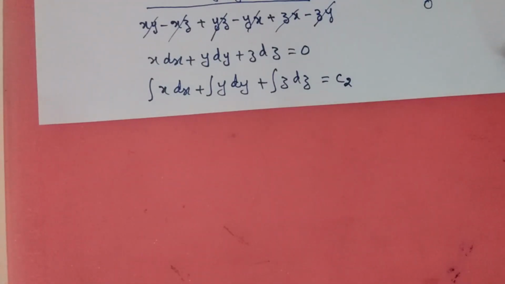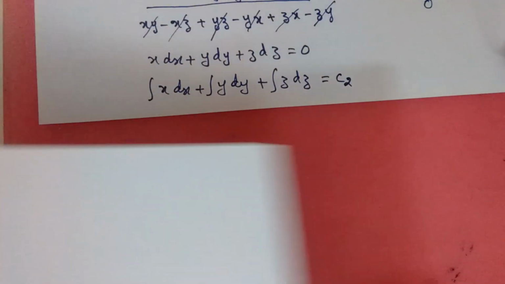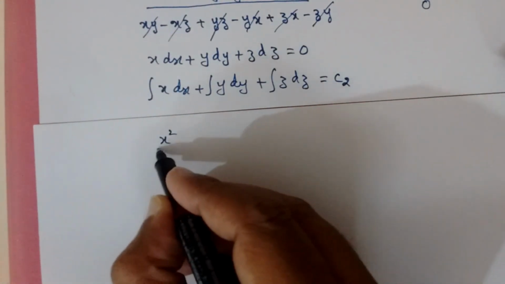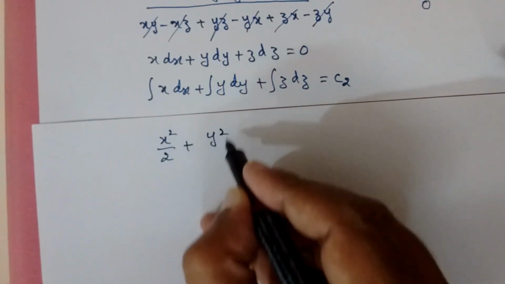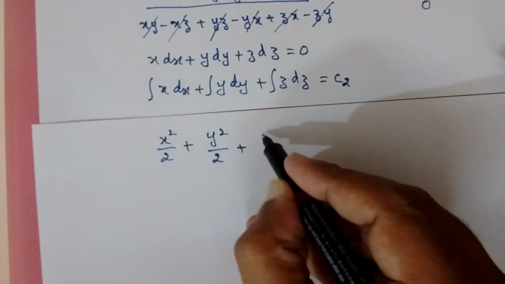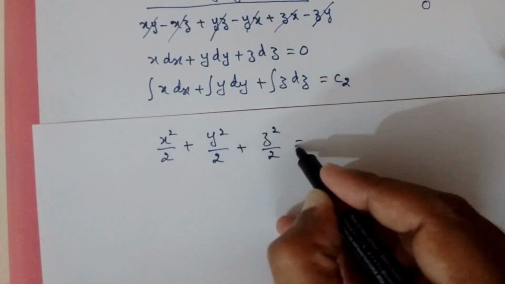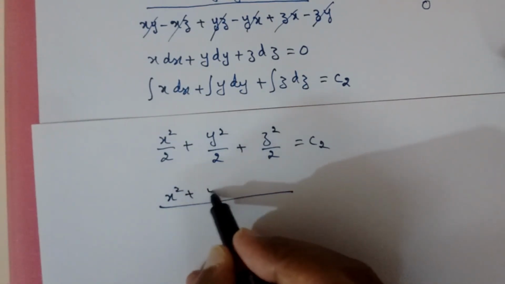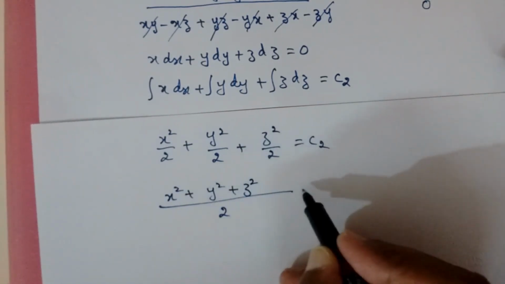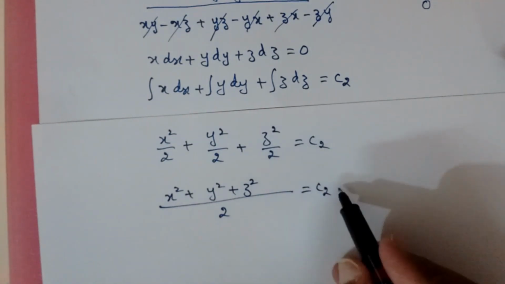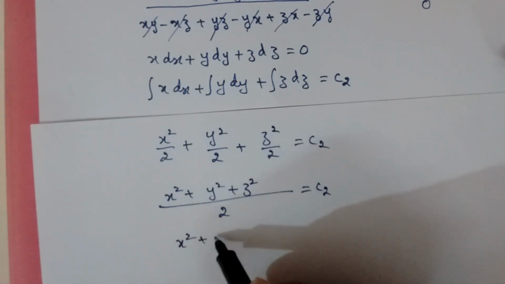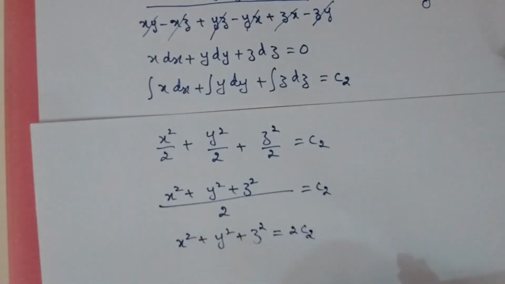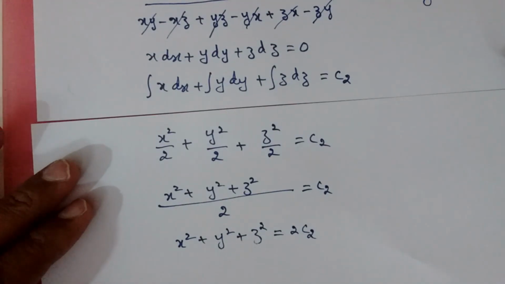So let us try to integrate this one. So integral of x comes out to be x square by 2. Integral of y will be y square by 2. Integral of z will be z square by 2 is equals to c2. Or if you take the LCM as 2, you will be getting it as x square plus y square plus z square is equals to c2. Cross multiply 2, you will be getting x square plus y square plus z square is equals to 2 times of c2. So therefore you have got two solutions over here.